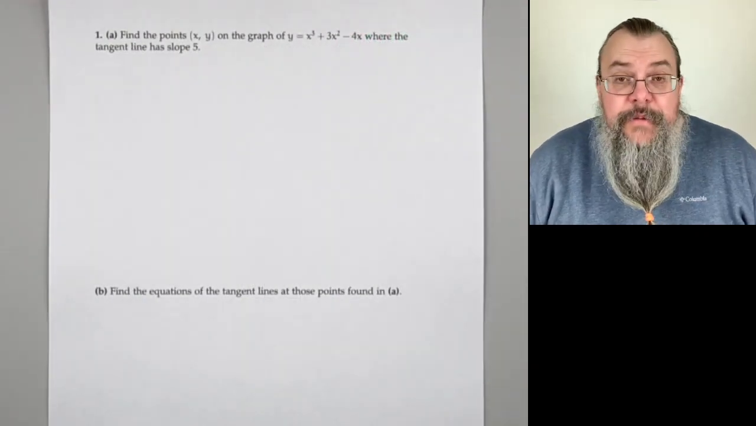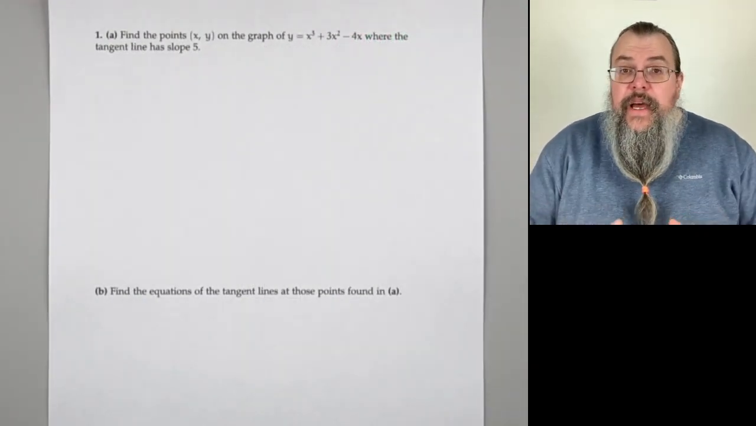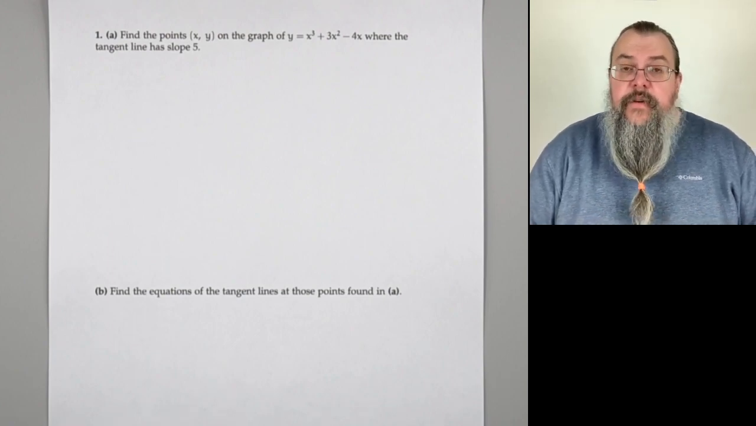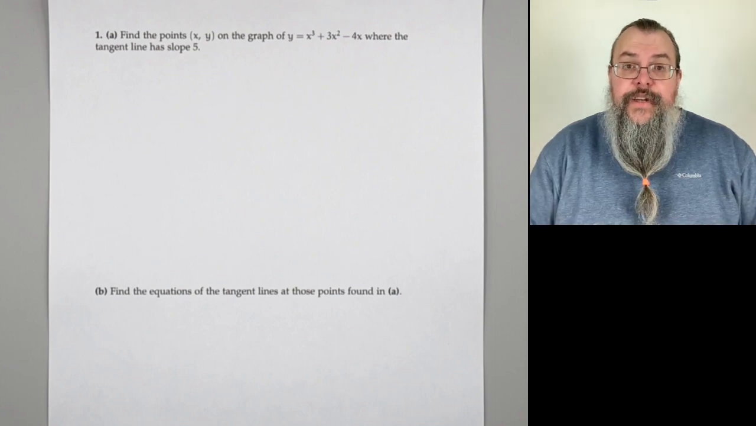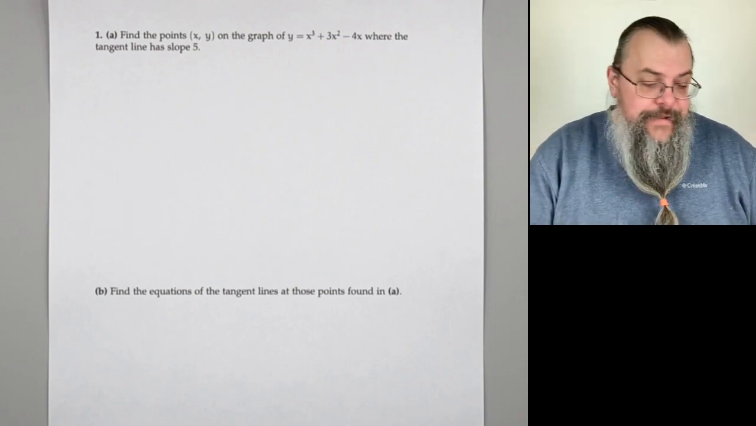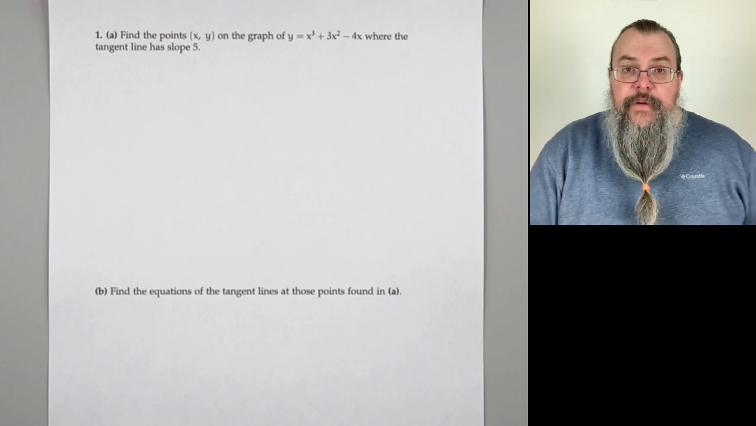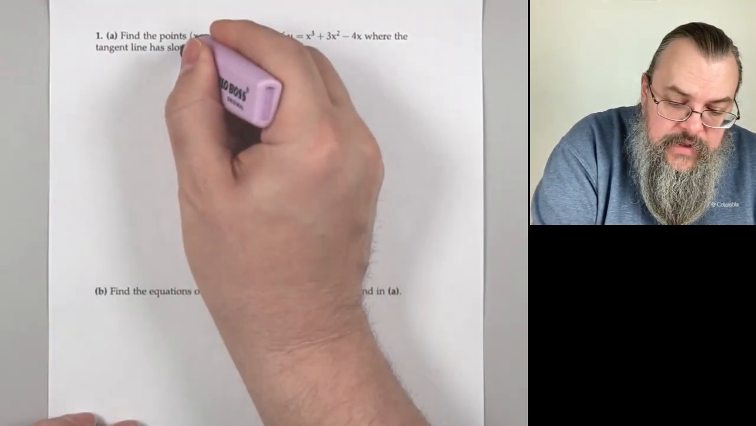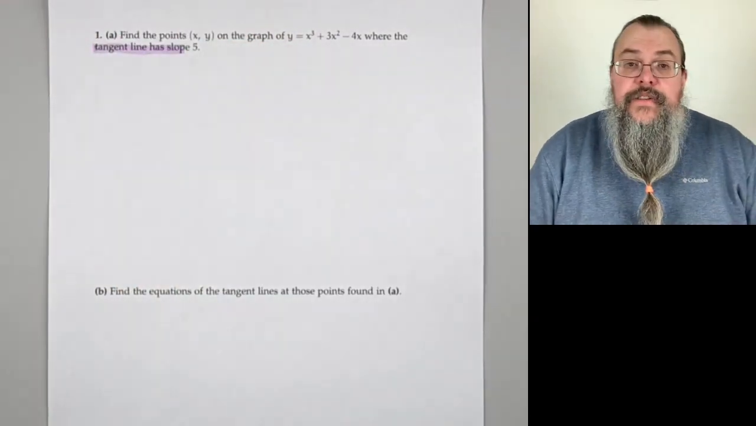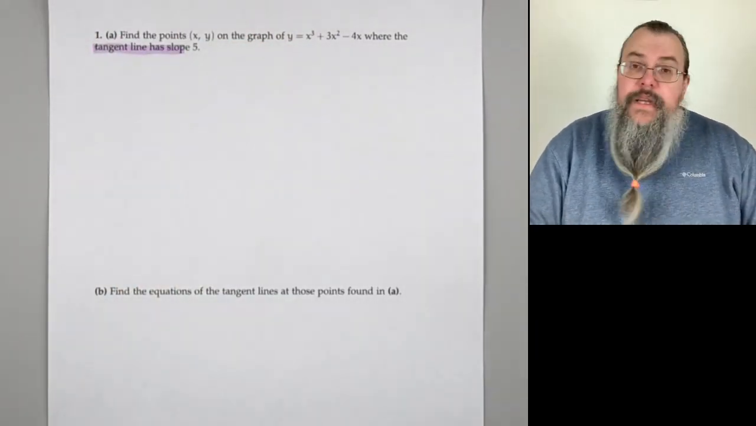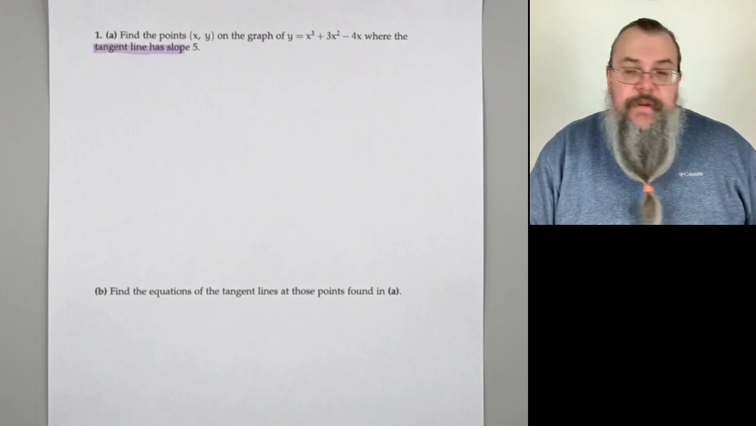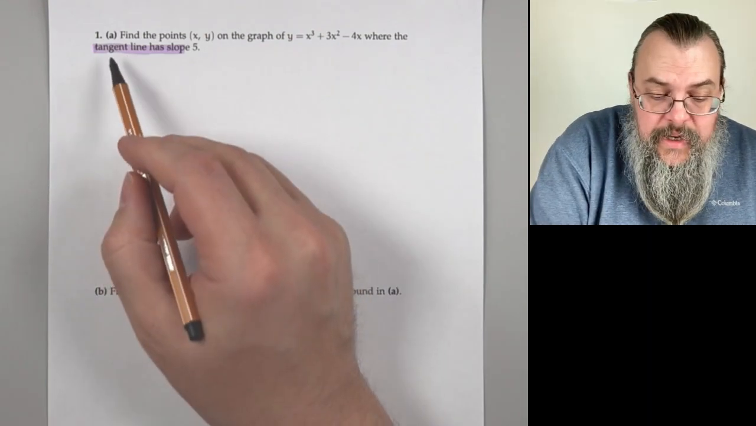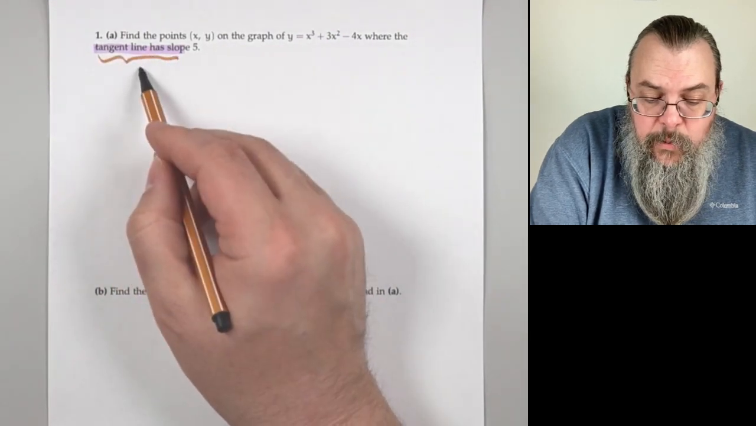So the first problem. Find the points x, y on the graph y equals x cubed plus 3x squared minus 4x, where the tangent line has slope 5. Now there's a couple of key points, but the first one I'd look at is: oh, there's tangent line and slope. And that means something. When we see something asking about the slope of the tangent line, what it's really saying is I want to know something about y prime.